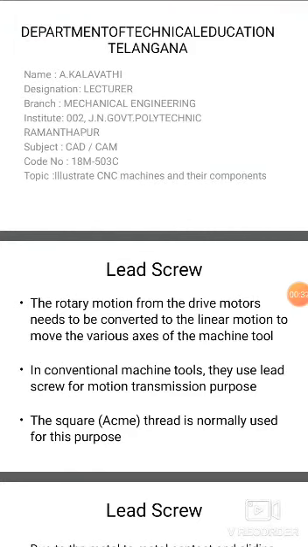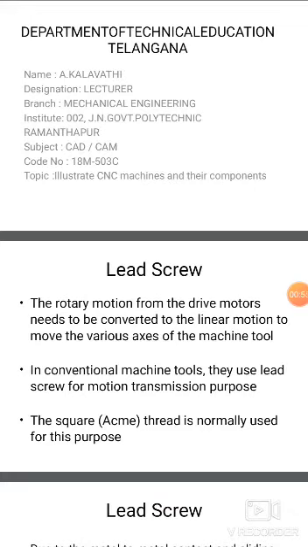So, first one, what is lead screw? How does it work in CNC? It turns rotary motion into linear motion, combining a screw and a nut. So it is a combination of screw and nut.